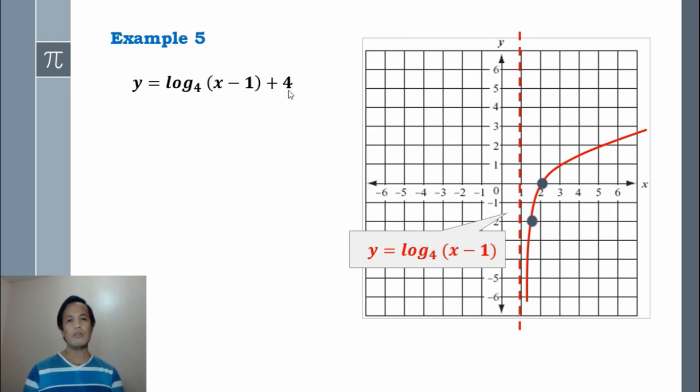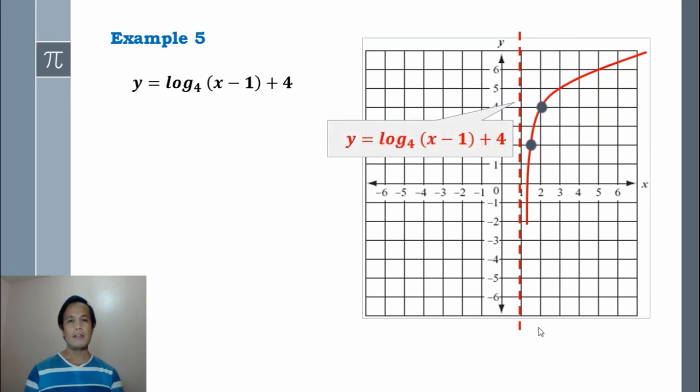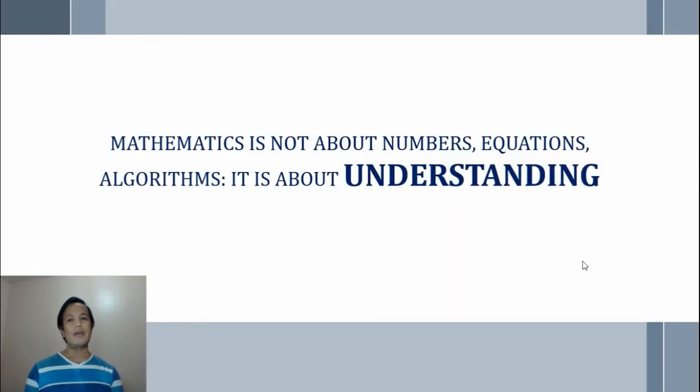This time we will include the vertical translation, which is positive 4. Since this is a vertical translation and it is positive 4, the graph will move 4 units upward, but the vertical asymptote stays the same. So the graph will look like this. Okay, that is now the graph of this new function.